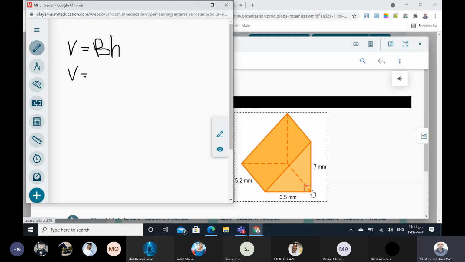We have a formula. The formula of the area of the triangle, as you remember, is 1/2 multiplied by the base of the triangle multiplied by the height of the triangle. Then here we have the height of the prism. Now substitution. We have 1 over 2 multiplied by the base of the triangle. As you see, the base of the triangle will be 6.5.